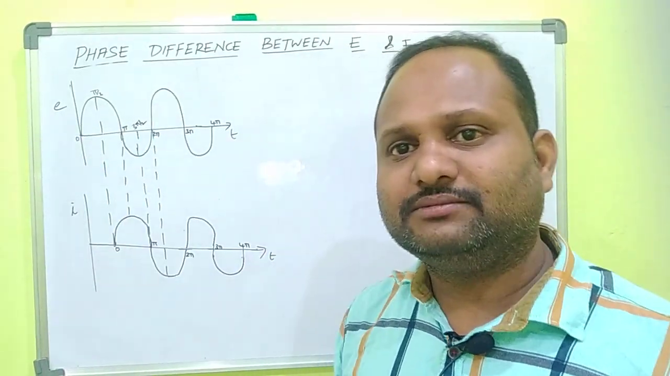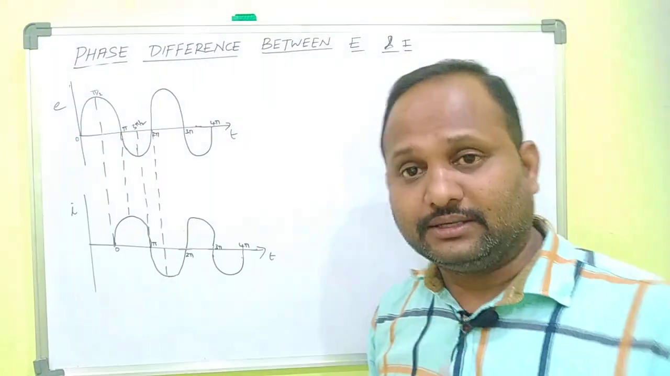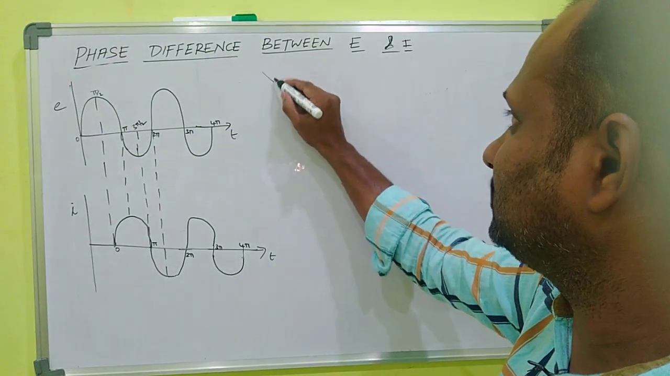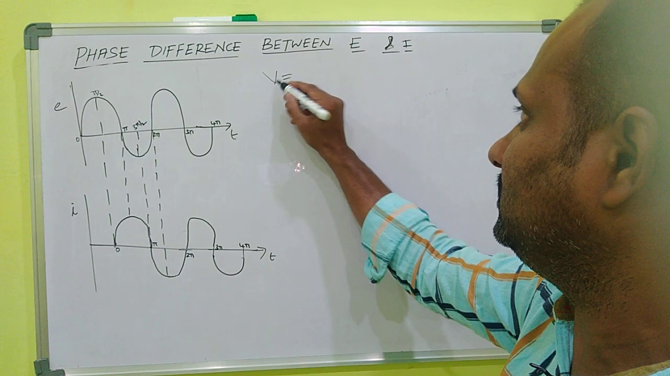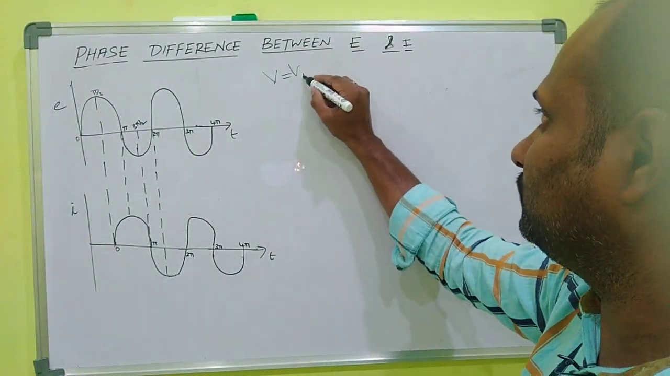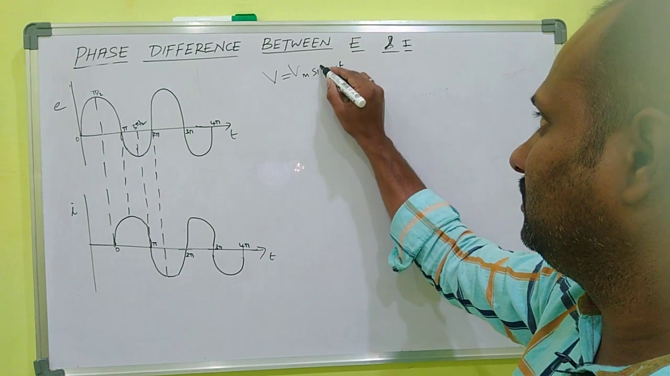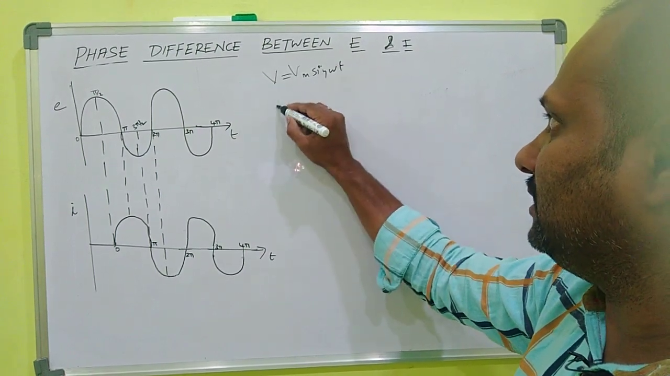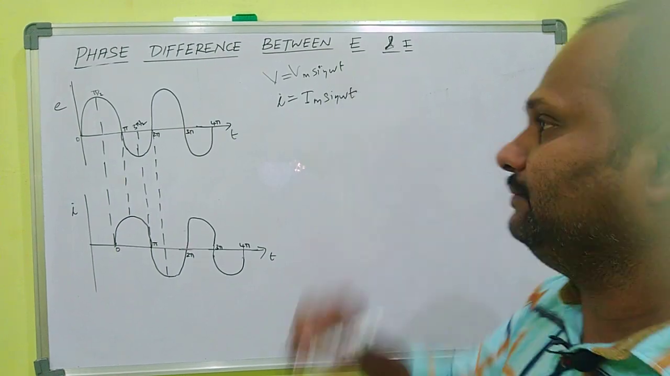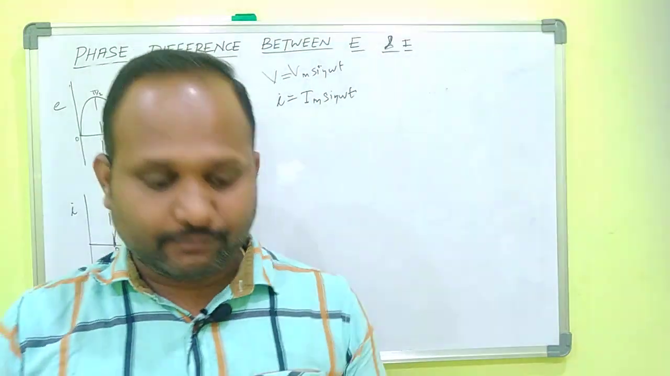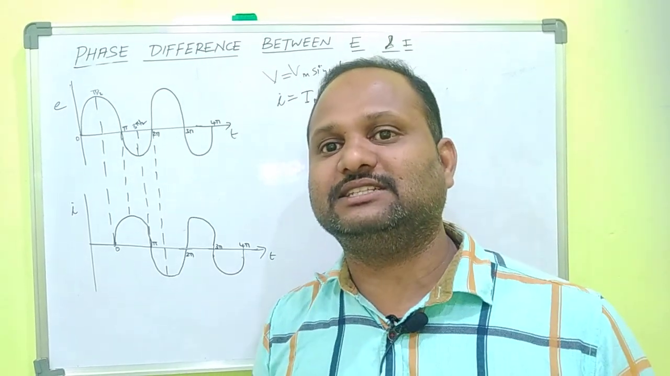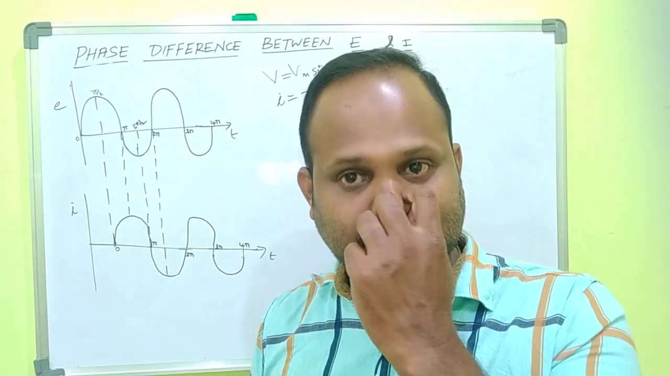Phase difference between EMF and the current. Last class we discussed the instantaneous value of alternating voltage: V is equal to Vm sin omega t. Likewise, I is equal to Im sin omega t, where V is the instantaneous value of alternating voltage and I is the instantaneous value of alternating current.